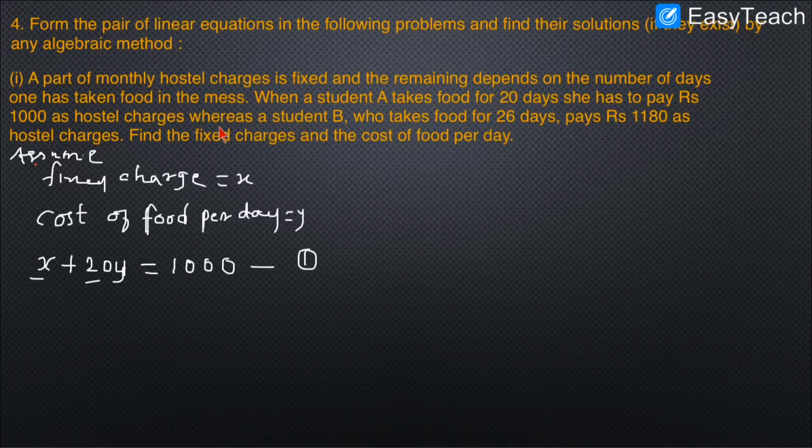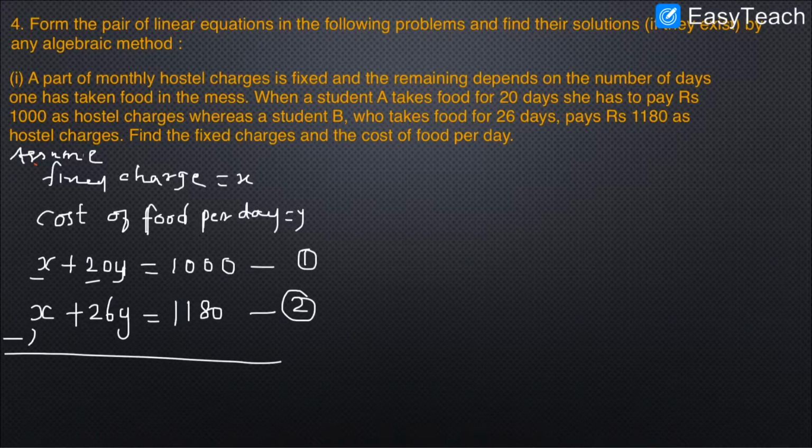So look at the second scenario. A student B who takes food for 26 days pays rupees 1180 as hostel charges. So here the student B pays the room rent, which is x, the fixed charge, plus she takes 26 days into y, the food per day, equals totally she paid 1180. This is our second equation.